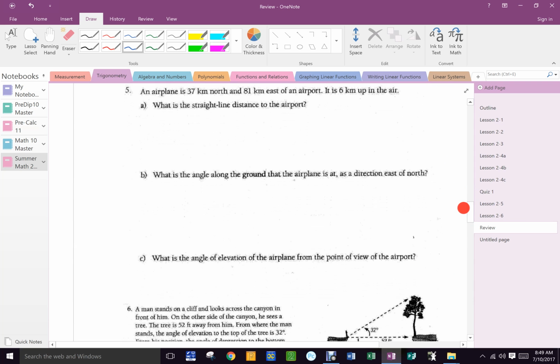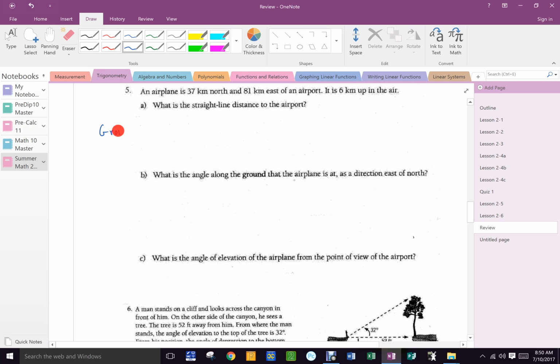All right, a lot of people were asking me about this question, so please pay close attention to it, because a lot of people probably either have left it blank or done it wrong. How many triangles must I draw? How many triangles do I need to solve this problem? I need 2. Why do I need 2? Because the plane is where? Up in the air. But I only have directions to find the plane how? On the ground. So I need 2 triangles.